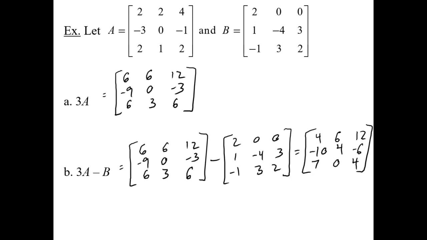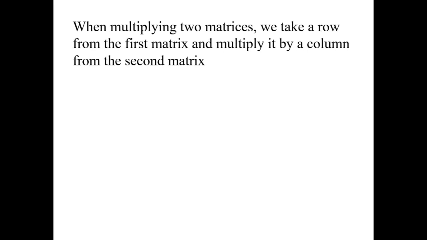But when we multiply two matrices, it is not as straightforward as we would like it to be. When multiplying two matrices, we are going to take a row from the first matrix and multiply it by a column from the second matrix. Now, the word multiply there, I'm using that kind of loosely, but I'll show you what I mean by that.